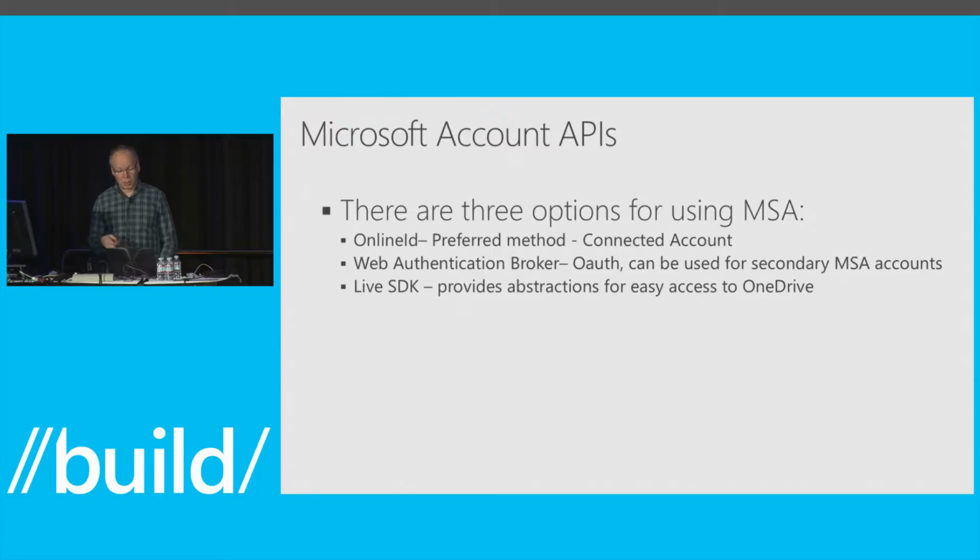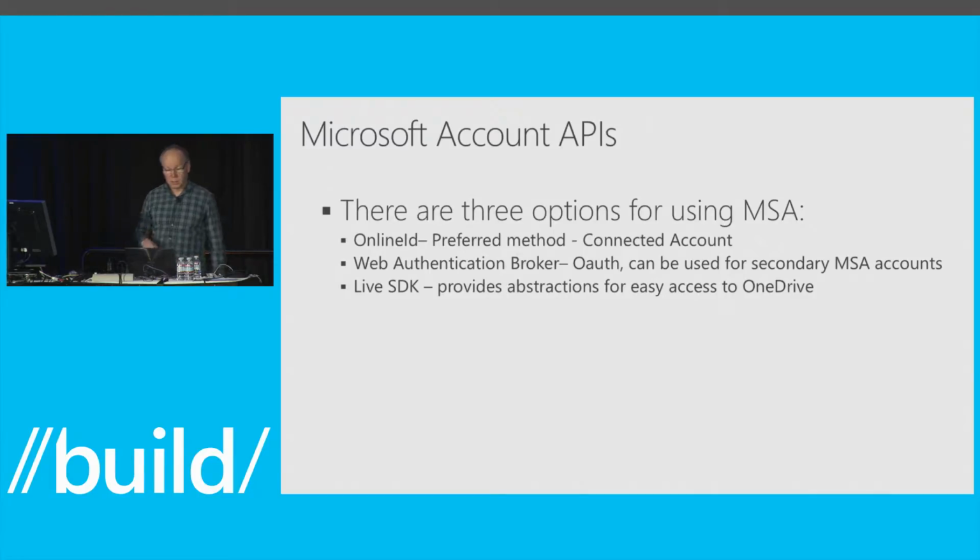The Web Authentication Broker, which I'll get back to later, is another option, primarily because MSA supports OAuth, and Web Authentication Broker is a generic OAuth mechanism. Live ID is the third. The Live ID SDK has been the only way on Windows Phone 8 devices to use MSA. It continues to live on in Windows Phone 8.1, and the benefit over just using Online ID is that the SDK contains some nice abstractions for working with OneDrive. So if your app relies on working with OneDrive, consider using the Live SDK.